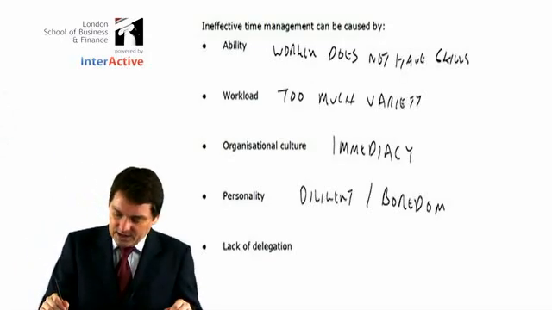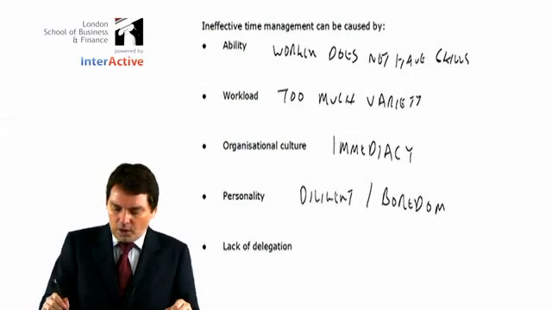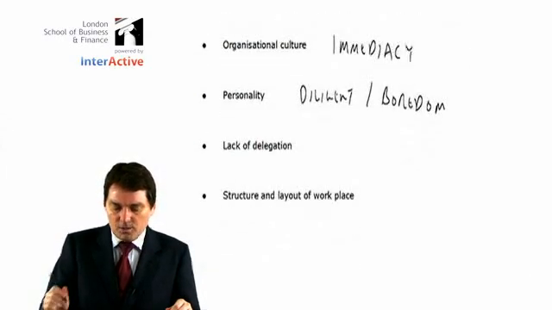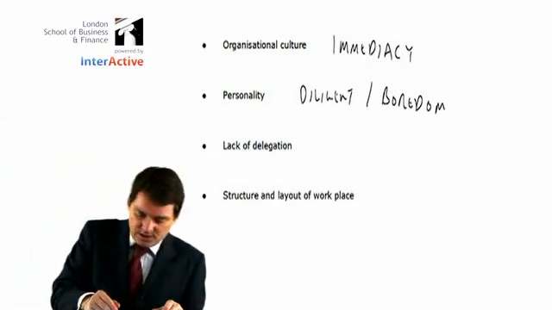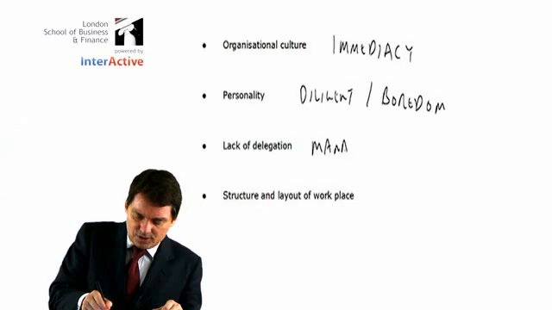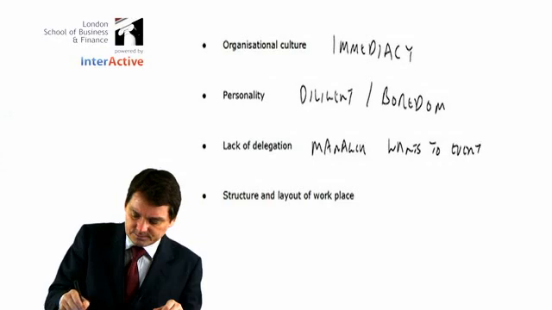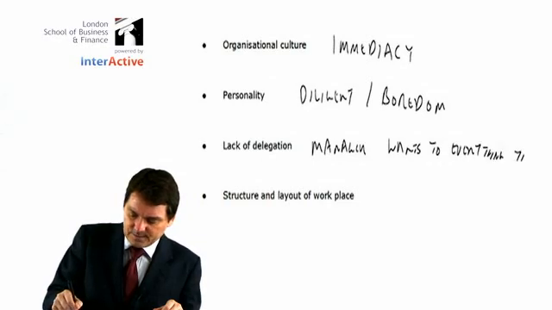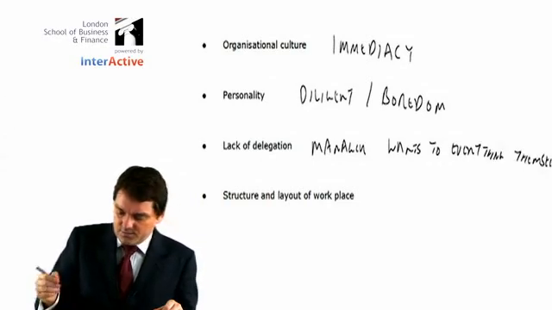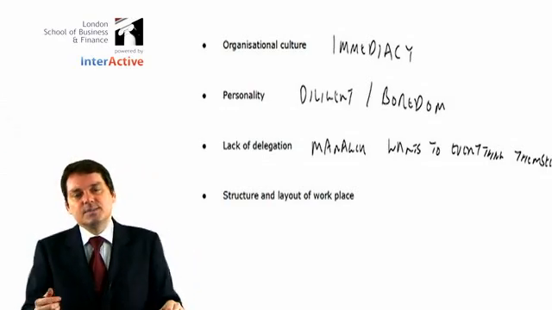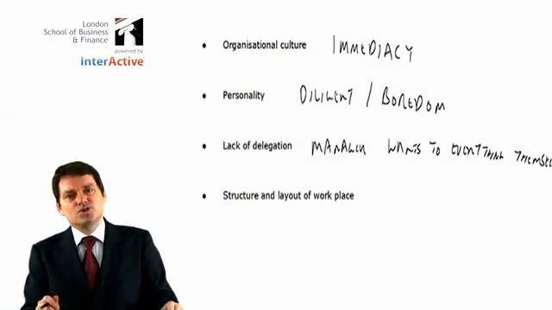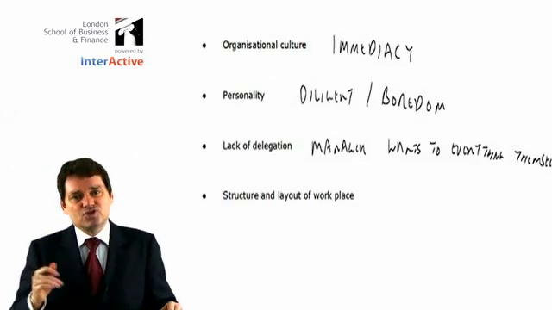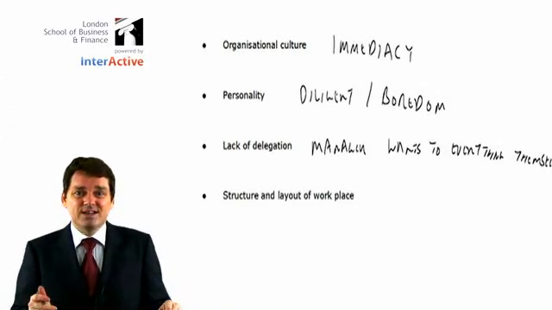And finally there, if you are a manager, one of the common reasons why you might have problems with your time management is a lack of delegation. So that simply means that the manager wants to do everything themselves. That obviously means that things are going to be slower, because rather than delegating things and getting a more junior person to carry out a task, the manager is trying to do it themselves. They're trying to do too many things.